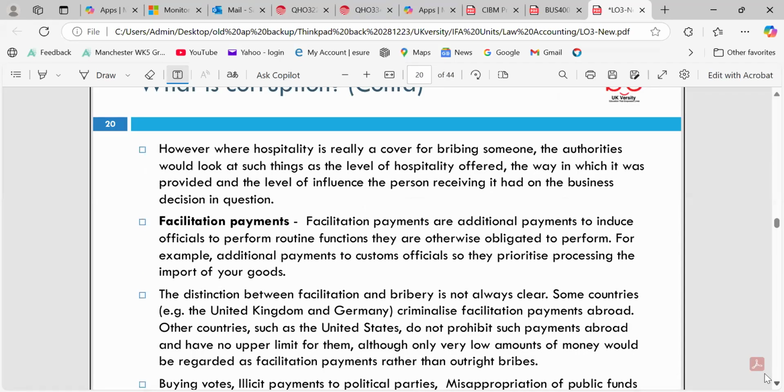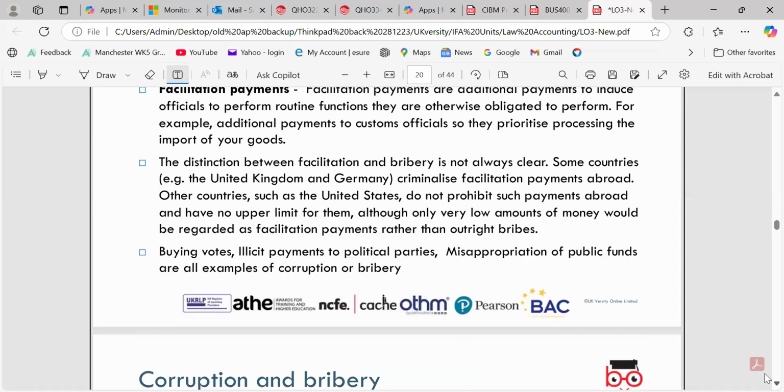Facilitation payments are additional payments to induce an official to perform the routine function they are otherwise obliged to perform. We have to think about this like in other parts of the world. GSK, GlaxoSmithKline, was caught under this act. They used to pay fees to doctors, and the doctors used to promote their medicine, but a doctor's responsibility is to promote the medicine that suits the patient according to their disease, not based on commission. It is a conflict of interest, and that can even be charged.